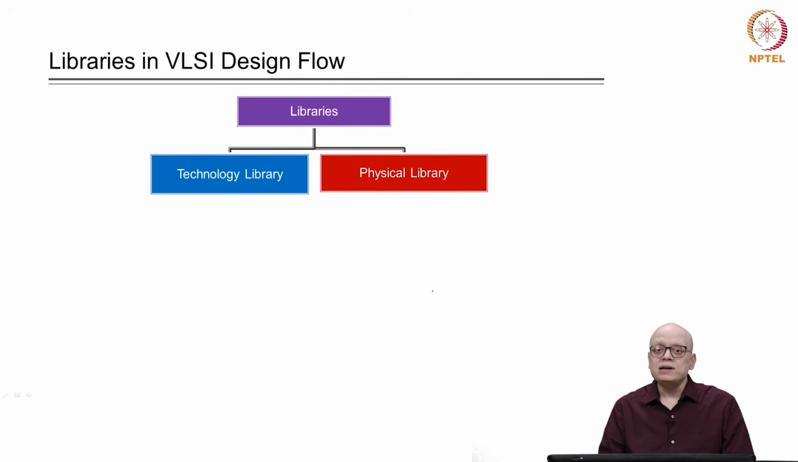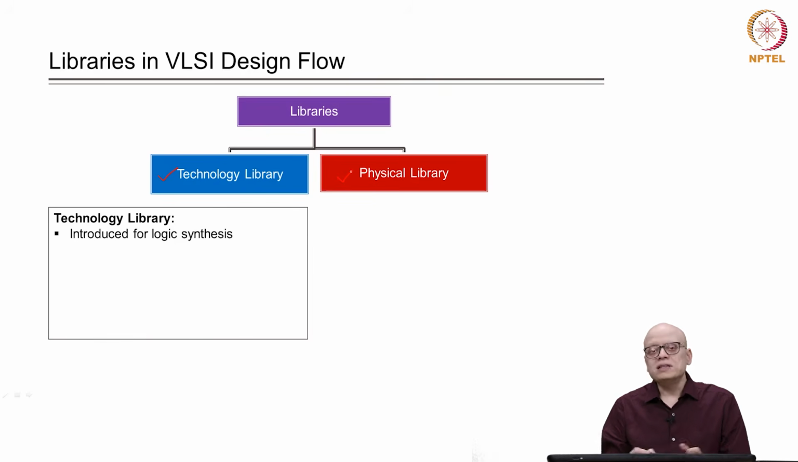Now, the libraries that we use in the VLSI design flow are of two types. The first one is the technology library and the second one is the physical library. These are the most commonly used libraries in our design flows. Now, what are the differences between these two libraries? Let us first understand that.